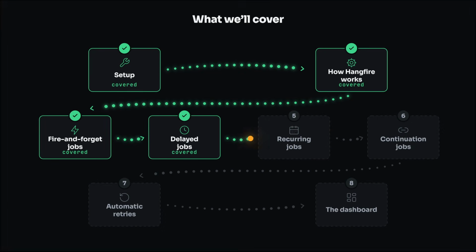Job type 3, recurring jobs. A recurring job runs on a schedule. Instead of running once, the job runs repeatedly according to a defined schedule. You'll reach for these for maintenance and scheduled system work, such as clearing temporary data, processing reports, and synchronizing with external systems.